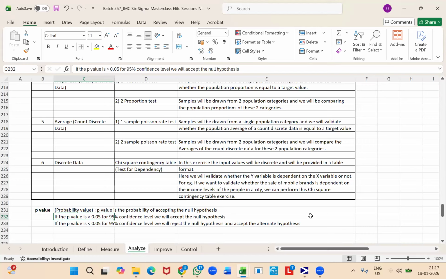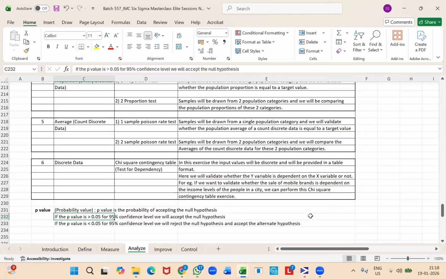Clear? But we should not take it as a blanket criteria for p-value. So it all depends on the confidence level which you are assigning for a particular case scenario. If nothing specific is mentioned about the confidence level, 95% will be considered as the confidence level. In that case, 0.05 can be safely considered as the criteria for p-value. But then as a black belt, you need to know that this 0.05 is not a blanket criteria.